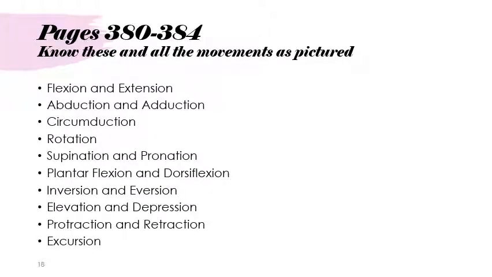On pages 380 all the way through 384, the book gives you definitions and pictures of all of the terms that you need to begin using within your terminology. Instead of just raising your arm out to the side, you could think of that as abduction of your glenohumeral joint. So as we move forward, become familiar with all of these terms, from flexion and extension all the way down to excursion, and what they are. These pictures hopefully will help you with that.